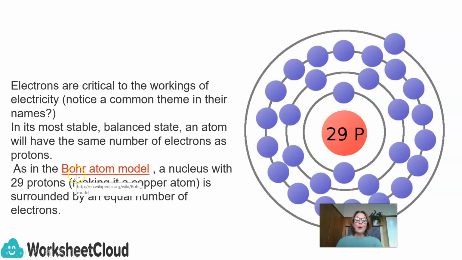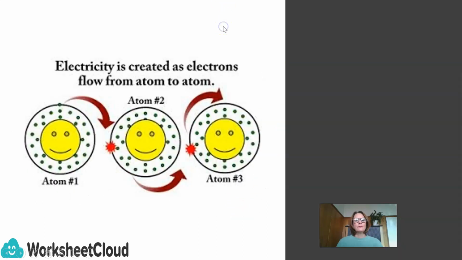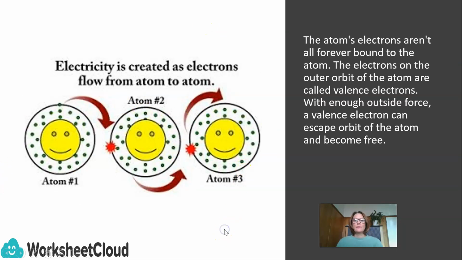As in the Bohr atom model, a nucleus with 29 protons, and in this case it's making it a copper atom, is surrounded by an equal number of electrons. So electricity is created as electrons flow from atom to atom. The atom's electrons aren't all forever bound to the atom.